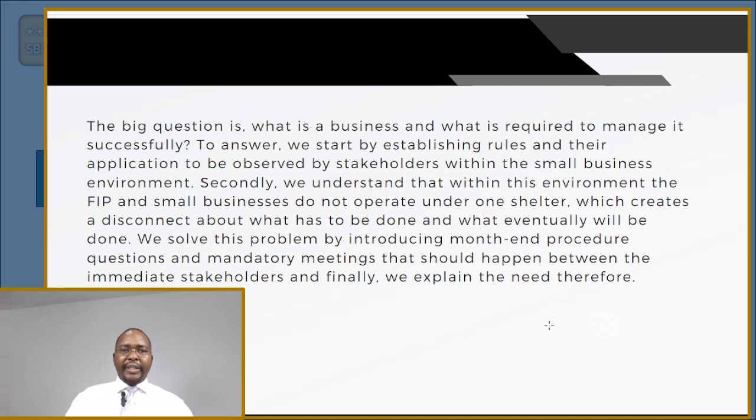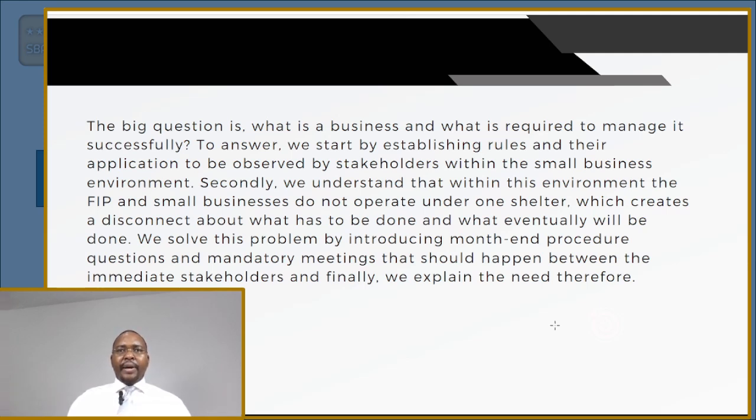Now, the big question is, what is a business and what is required to manage it successfully? And for us to do that, we have established a number of rules that you and other stakeholders in the small business sector have to observe for us to go forward as small businesses.